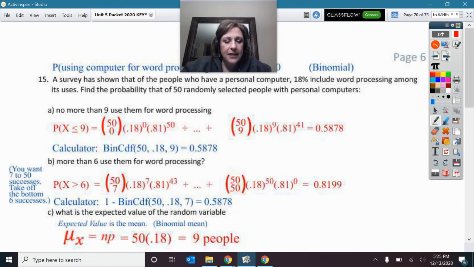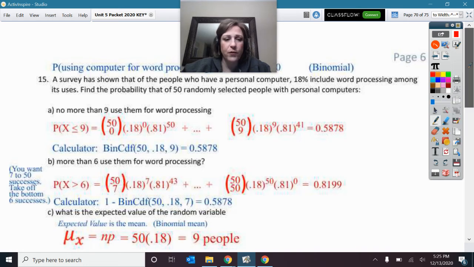Okay, next, number 15. Here we have a couple more ones. We have out of 50 randomly selected people. So we have a set n. That's our binomial situation. So no more than 9. So as long as it's 9 or less, we are good to go. So that's 0 successes up to 9 successes. So that's the pattern I have to show. What's in red is what you have to show. What's in blue is just what you do in the background in your calculator to get that answer easily.